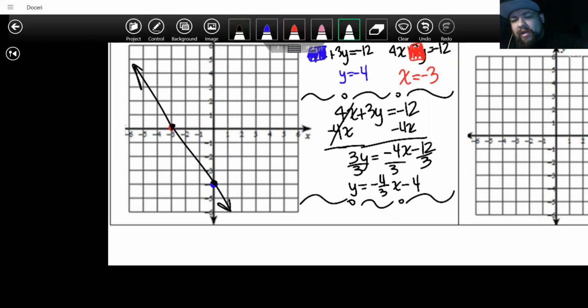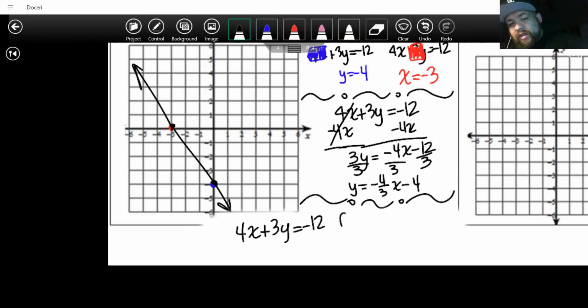Get rid of that bottom line down here so I can help us out. I'll write it down below for us. We're given the equation 4x plus 3y is equal to negative 12. We know a to be 4, b to be 3, and c to be negative 12.